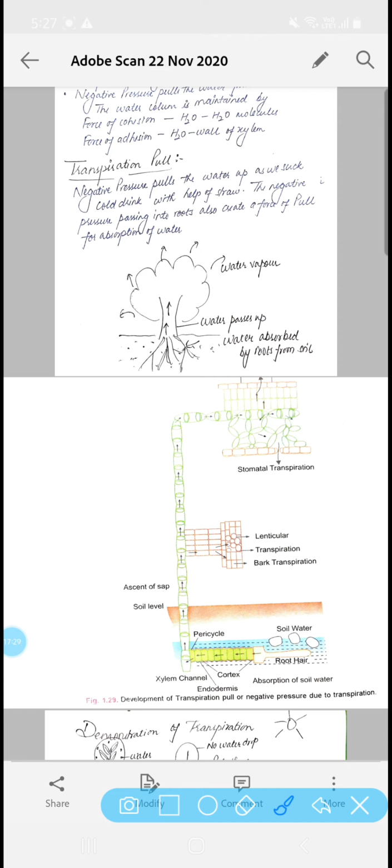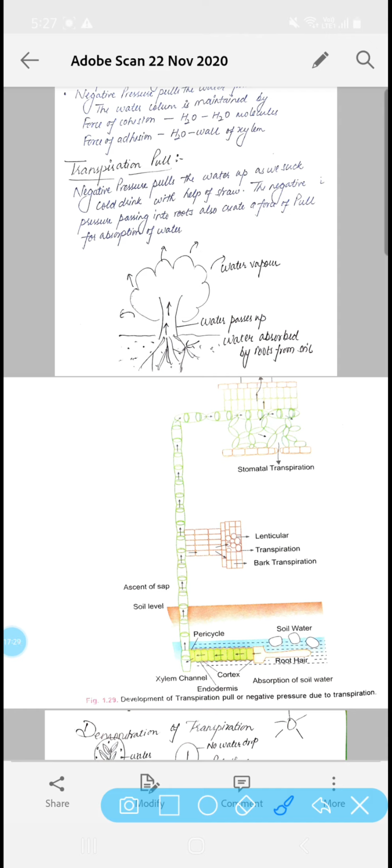Now this is the soil water. Soil water is absorbed by the root hair, and then the root hair passes it to the xylem channel, and from the xylem there comes the ascent of sap. I have already discussed that with you. That ascent of sap is responsible for providing water to the different parts, like the lenticels in the bark region. So यहाँ से भी transpiration होगी.